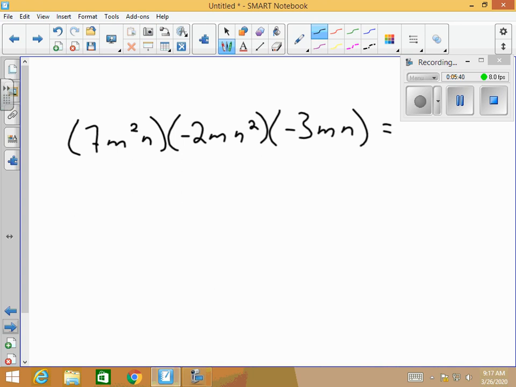Well, our numbers still work as numbers, and 2 negatives make a positive. 7 times 2 is 14, times 3 is 42. So our numbers, as you see, just because they're not the same base doesn't mean they can't work as numbers as well. However, now we are multiplying by m's. I have a squared, a 1, and a 1, which 2 plus 1 plus 1 is 4. I have some n's. I have 1, a 2, and a 1, which 1 plus 2 plus 1 is, again, 4. And that's pretty much a quick summary of what your product rule is.